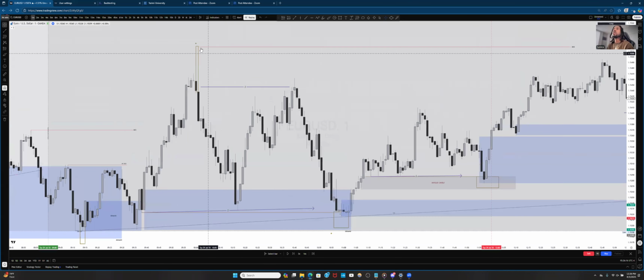Okay, right here, sellers took a bit of control. They induced right here, induced this area, but they failed to break the low. All they did was use this inducement. They tried to step into control, but buyers stopped them right here and pushed it back up. They tried to induce again, bring it down.